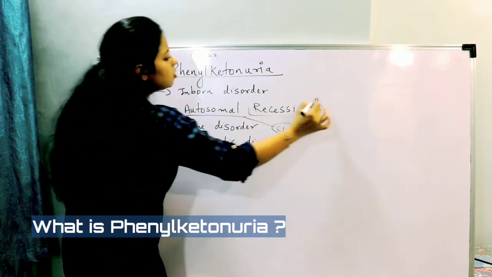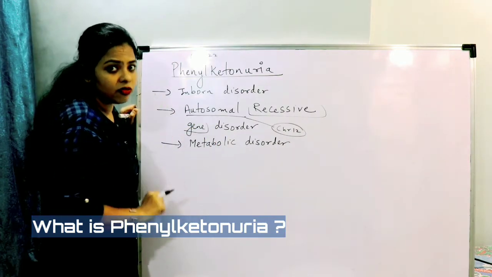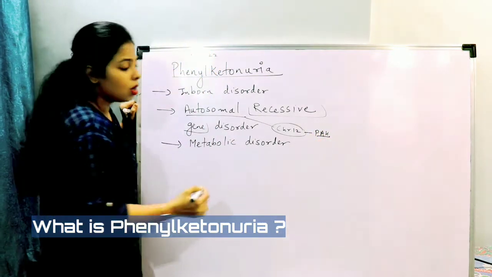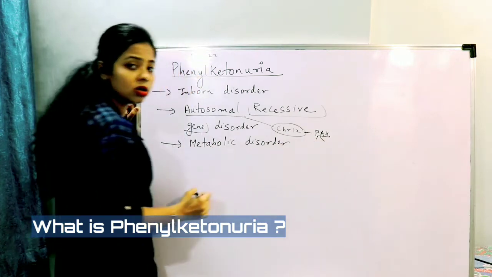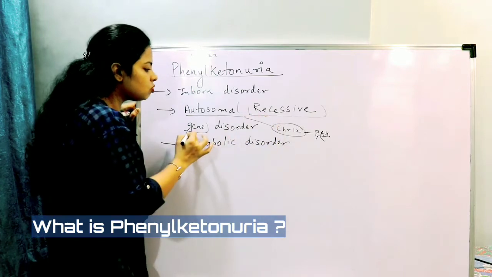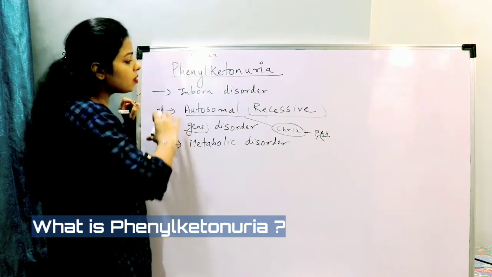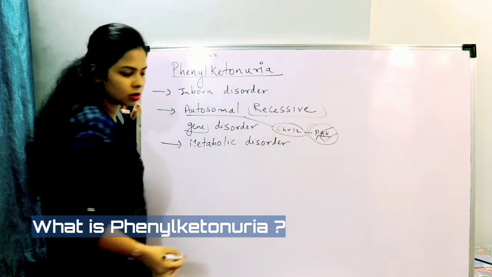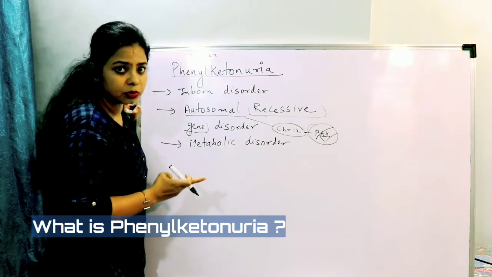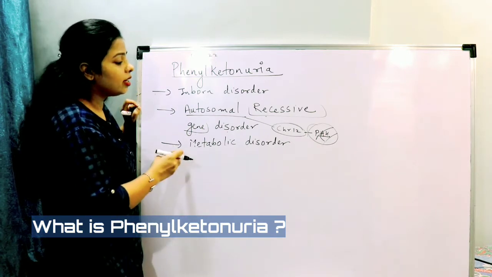Now recessive, why do you say it is a recessive gene disorder? When both the alleles of one gene, the gene phenylalanine hydroxylase, PAH, are affected or mutated, it is known as a recessive gene disorder. Now why do you call it a metabolic disorder? Because of this mutation in this gene, there is a problem in a particular metabolic pathway. So that we are going to see in the next part of the explanation. So stay tuned till the end.